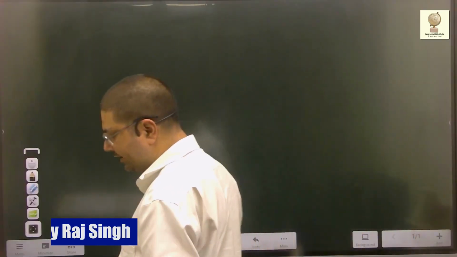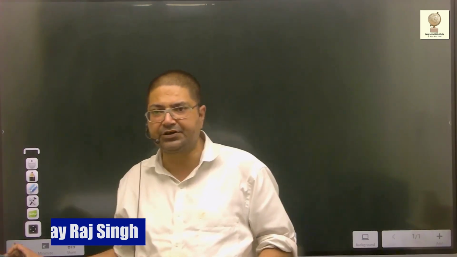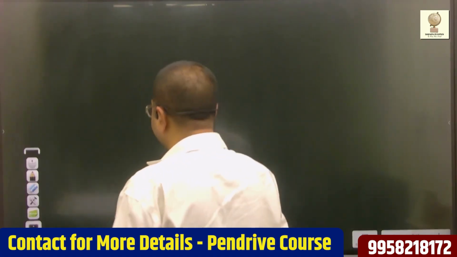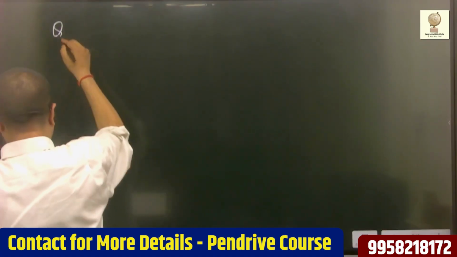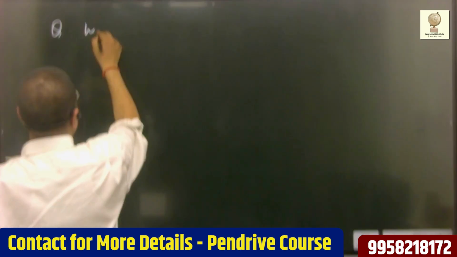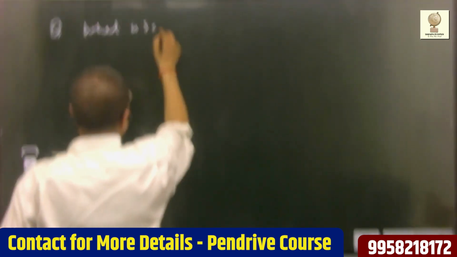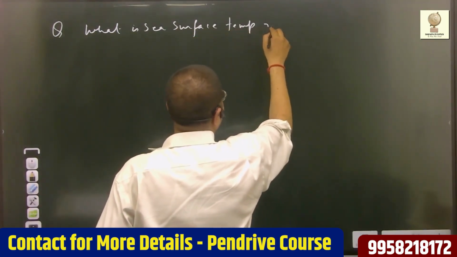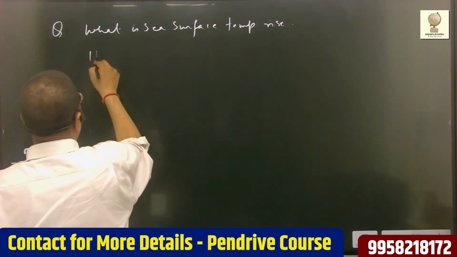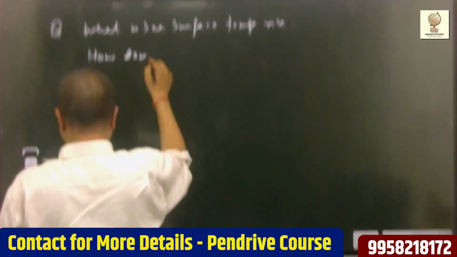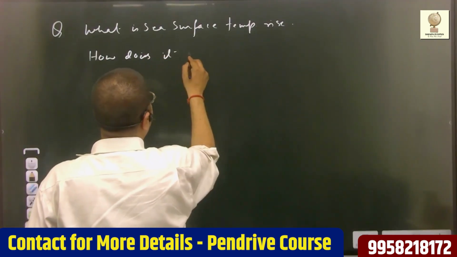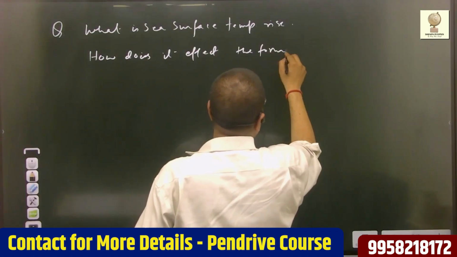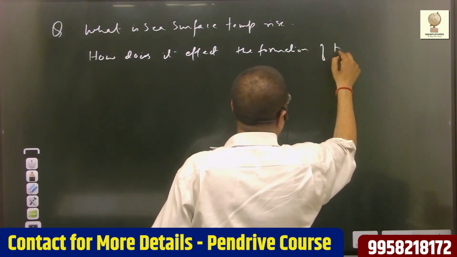Hello friends, today we are going to discuss questions of GS Geography, GS paper 1, previous year's questions. Now, previous year one question was asked, that was, what is sea surface temperature rise? Second part was, how does it affect the formation of tropical cyclones.